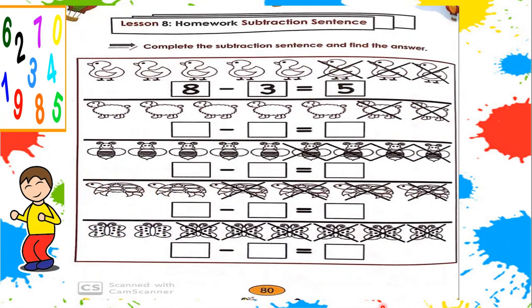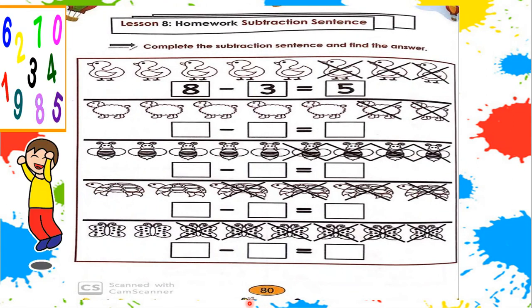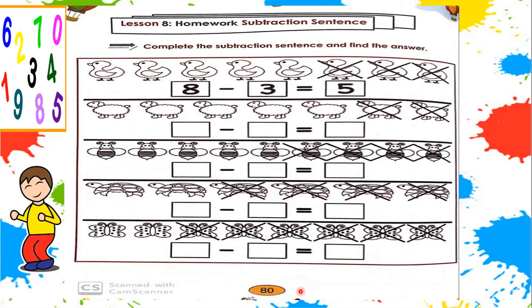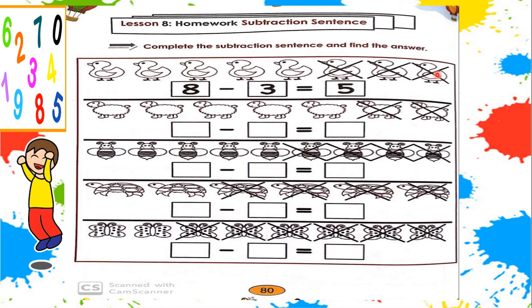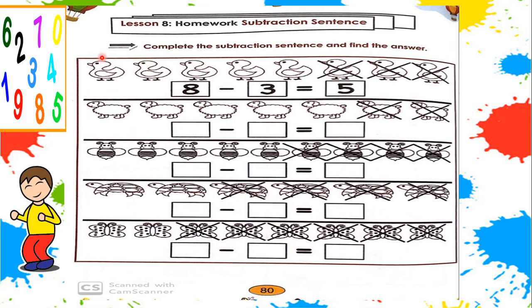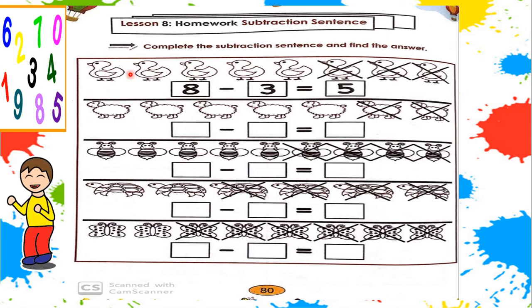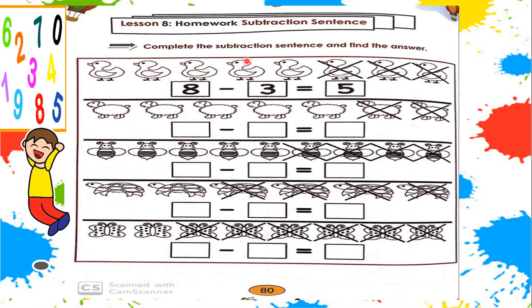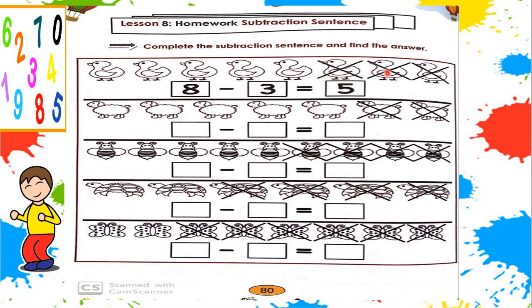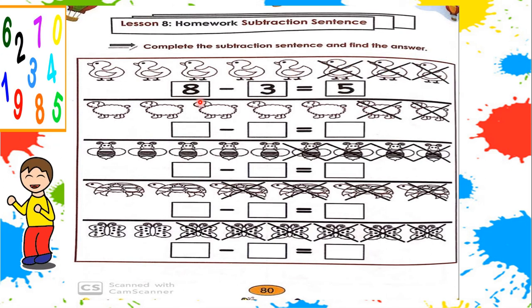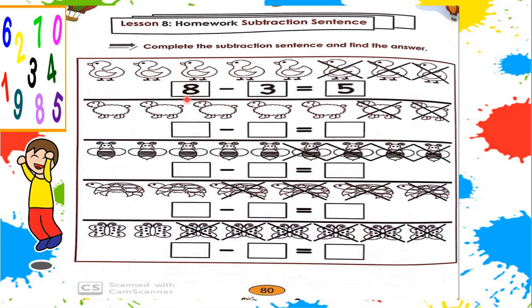Okay, so this time I want you to open your math book on page 880, 8 and 0. So let's complete the subtraction sentence and find the answer. So in the first box, you have here ducks. So the first is to count all. 1, 2, 3, 4, 5, 6, 7, 8. So you have here 8 as your first number.